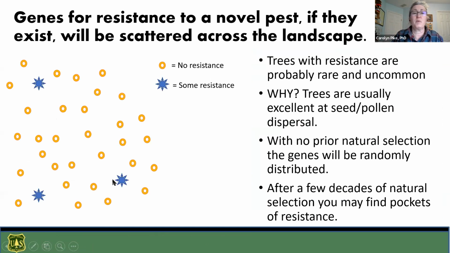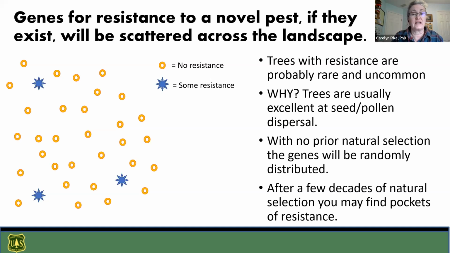So the genetics part of this, and something geneticists have seen through research, is that the genes for resistance to these novel pests, if they exist, are going to be scattered across the landscape. And that's this little cartoon on the left. The reason is trees are, and this is what we've confirmed through lots of population genetic studies, trees are outstanding at outcrossing.